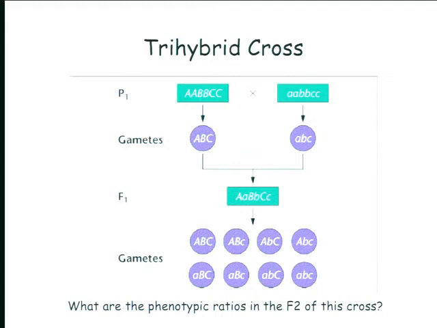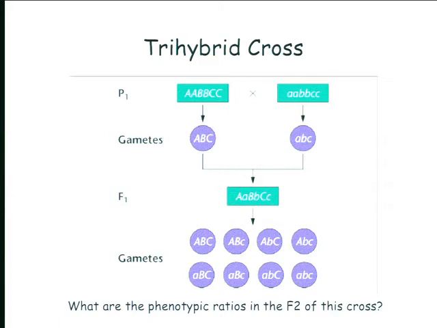So the gametes of this parent, the only combination is big A, big B, big C. In the gametes of this parent, the only combination is little a, little b, little c. So the only combination in the F1 is going to be a plant that is heterozygous at each of the 3 loci. Right? That's very straightforward, I hope, by now.